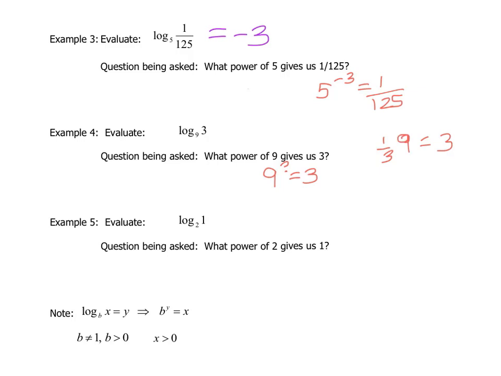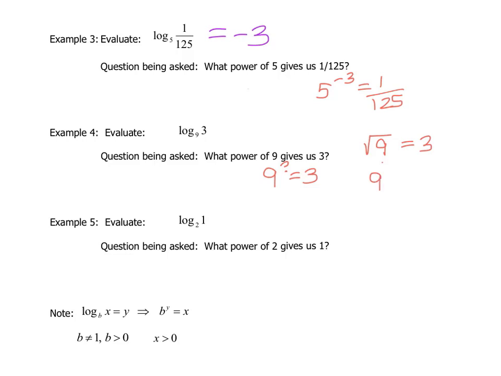Another relationship that we have that involves 9 and 3 is if we take the square root of 9, that gives me 3. And we can actually write square roots as powers.